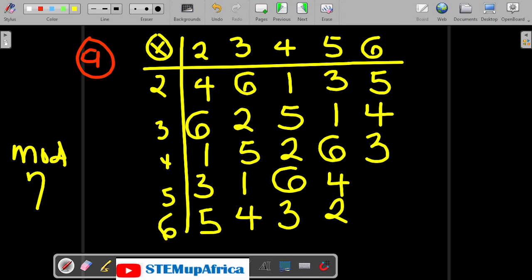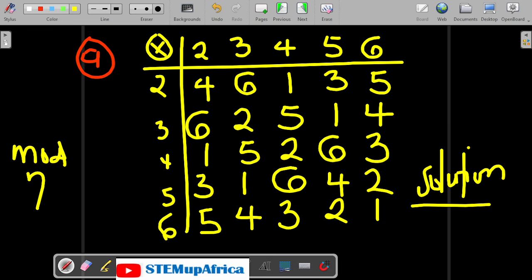Then 6 times 5, 30. How many 7 in 30 is 4? So 4 times 7 is 28. So I'm left with 2. Then 6 times 6 is 36. How many 7 in 36 is 5? 5 times 7 is 35. I'll be left with 1. So this is the solution to the multiplication table for modulo 7.